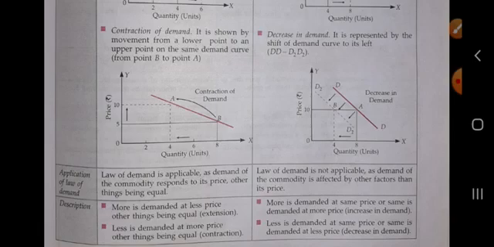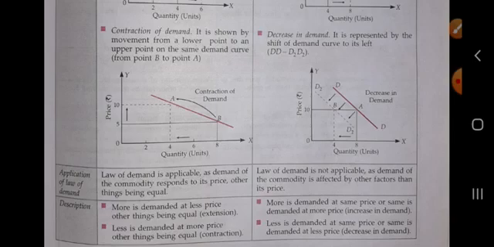Change in quantity demanded says that there is a relation between the changes that occur in the quantity demanded when the price of the commodity changes, and in the case of change in demand, what will be the impact on the demand when there is a change in factors other than the price. So in the case of change in quantity demanded, we have studied two: extension of demand and contraction of demand. In the change in demand, we have also studied two, that is increase in demand and decrease in demand.